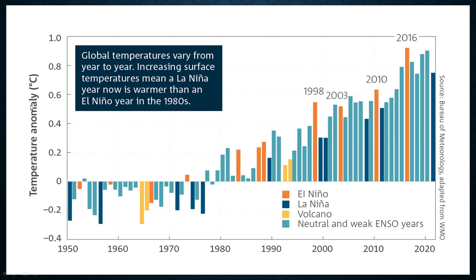And as you can see here, all the temperature anomalies are positive. And here's 2016, the warmest year. And even now, okay, this is a weak ENSO year or neutral. It's still warm. And this is a strong La Nina, and a strong La Nina is still warmer than an El Nino in the 80s. Look at that. It's warmer than an El Nino of 2010 and 1998 and 03. And this is the La Nina we are currently in.